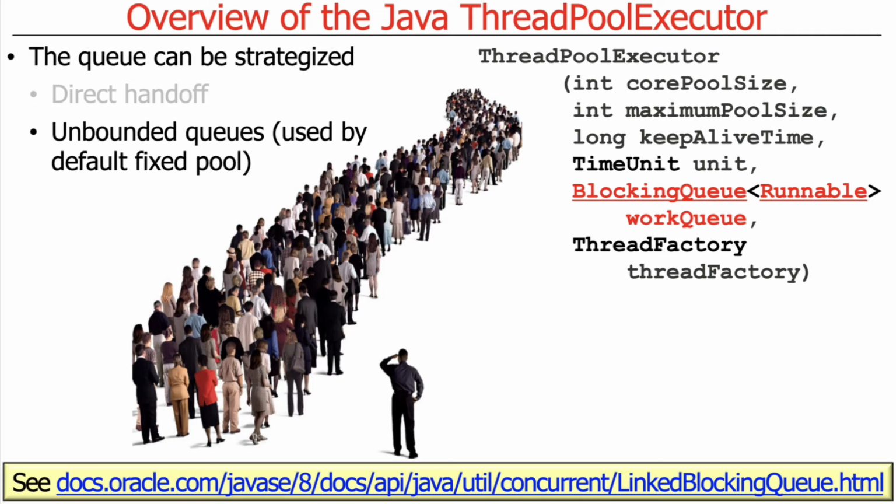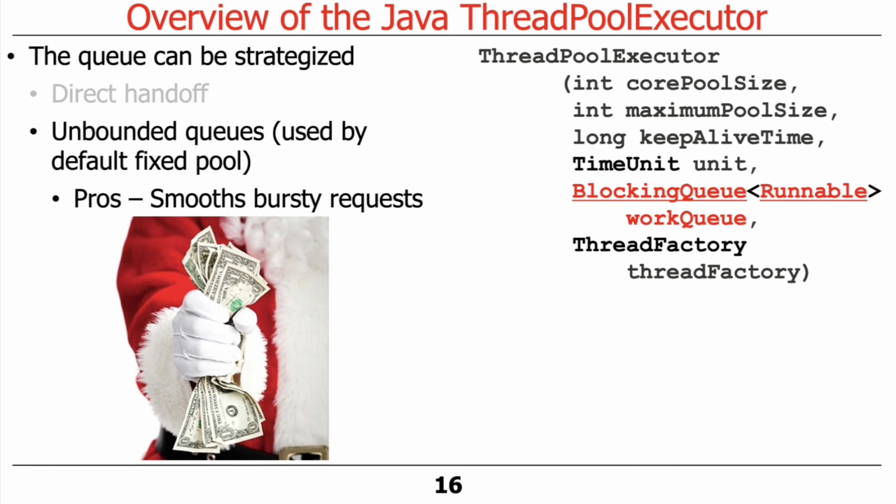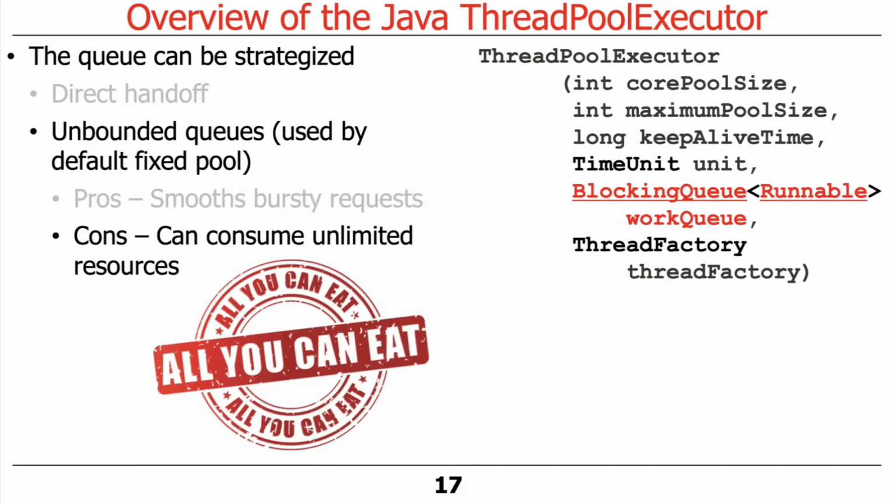Another model, which is probably the most popular one, is to use unbounded queues. This is what's used by the default fixed size thread pool. The good news there is, as with almost anything, whether it be in the router layer or the operating system layer, using unbounded queues is very helpful for smoothing bursty requests. So if you have a lot of requests that show up at one point, then using a queue is good because it'll deal with the surge gracefully. The downside is, as you might imagine, because it's an unbounded queue, it can consume an unlimited number of resources. So you can eventually run out of memory if you're not careful.